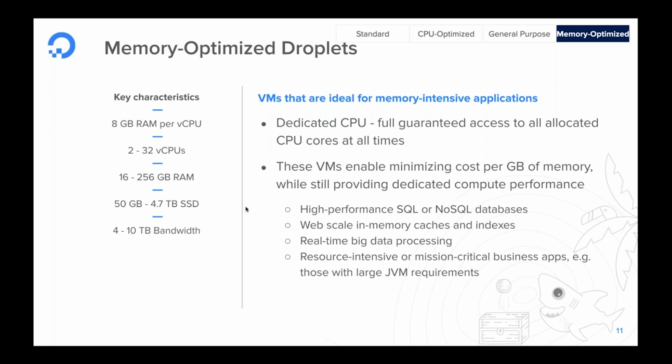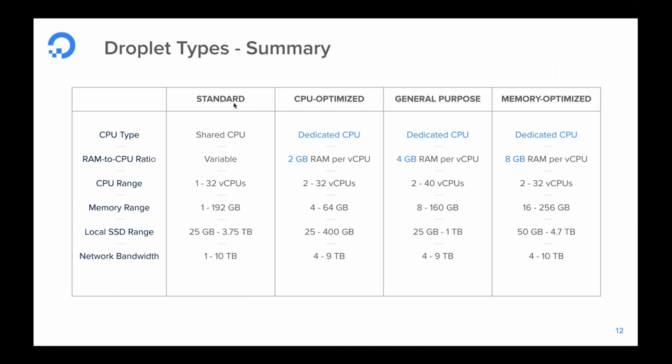So those are the 4 types of droplets, to summarize: standard, CPU optimized, general purpose, and memory optimized. The key things to note are that the standard droplets share their CPU resources with other droplets, whereas the other 3 droplet types have access to dedicated CPU resources. And these three specialized droplets have other characteristics like a fixed ratio of memory to CPU. And so it goes from 2 gigabytes per vCPU, 4 per vCPU to 8 gigabytes per vCPU, respectively, for CPU optimized, general purpose, and memory optimized.